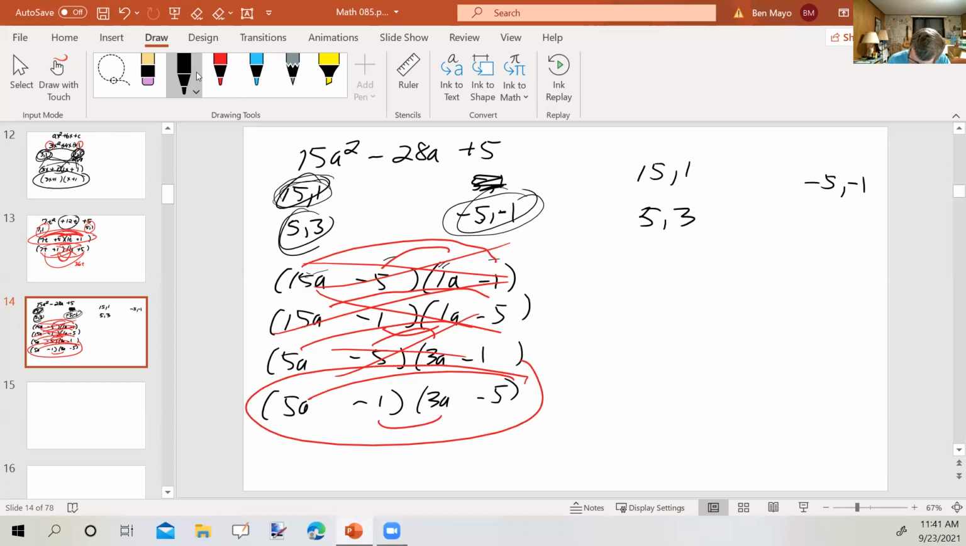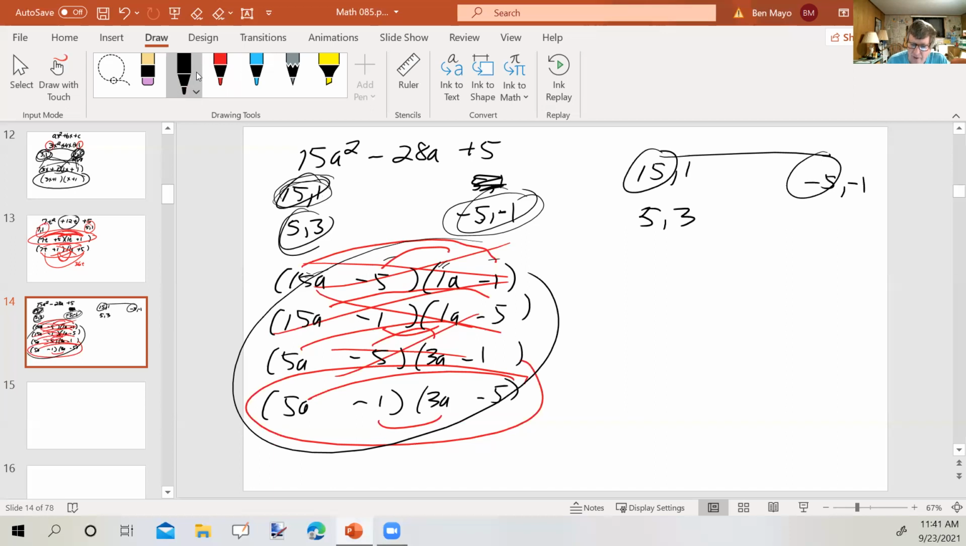So what are we doing here? We're taking one of these times one of those, getting that product, plus the other of those times the other of those, and getting that product, and adding them together to come up with the middle term's coefficient. Well, let's see. 15 times negative 5 is negative 75. 1 times negative 1 is negative 1. Negative 75 plus negative 1 is negative 76.